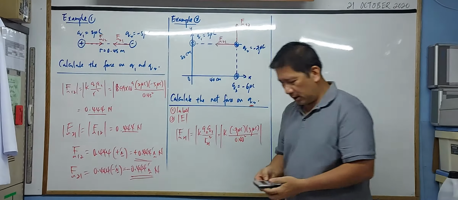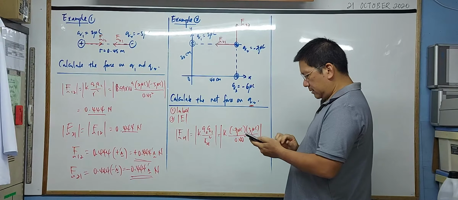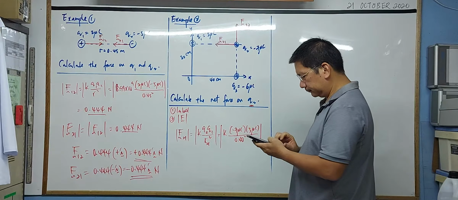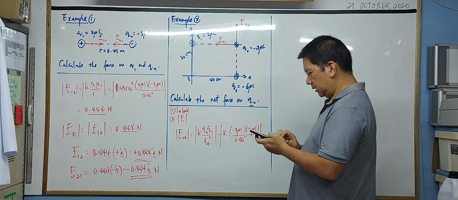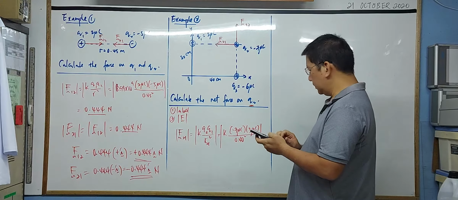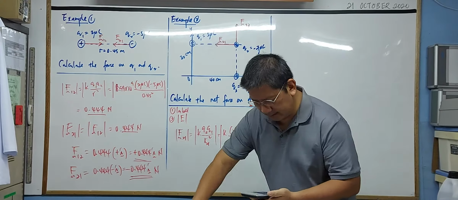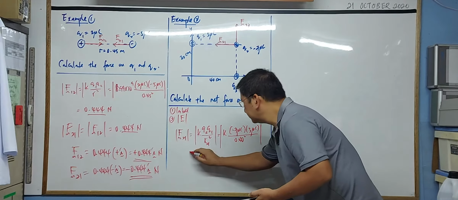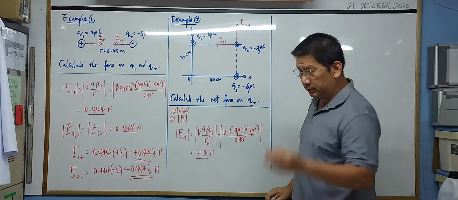Okay, let's find out the value for the force here. So we have 7 times 10 to the power minus 6, multiplied by 3 times 10 to the power minus 6, multiplied by 9 times 10 to the power 9, divided by 0.4 squared. So my answer here is 1.18 Newton.